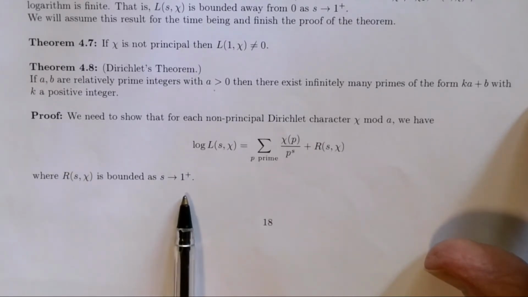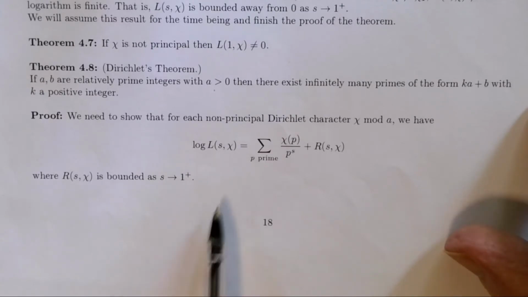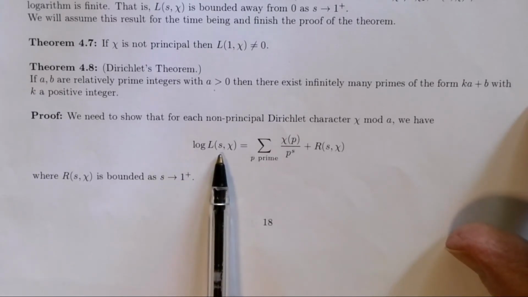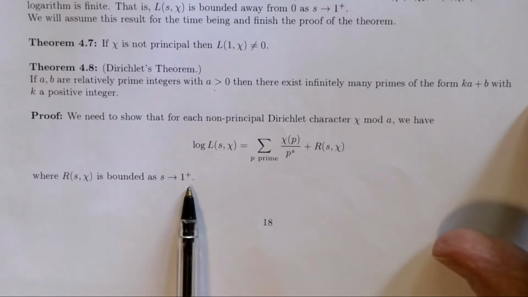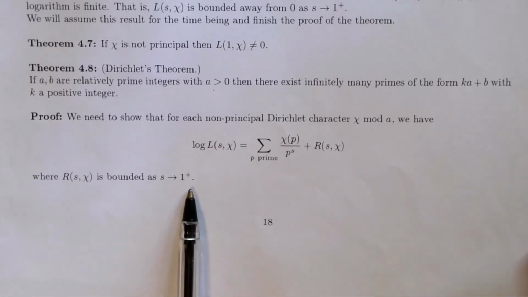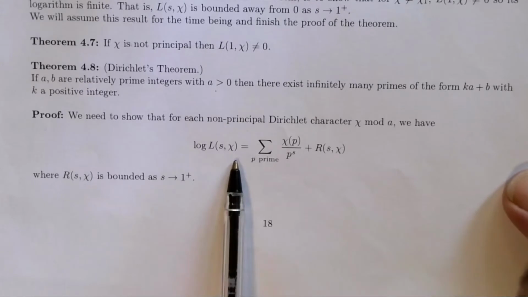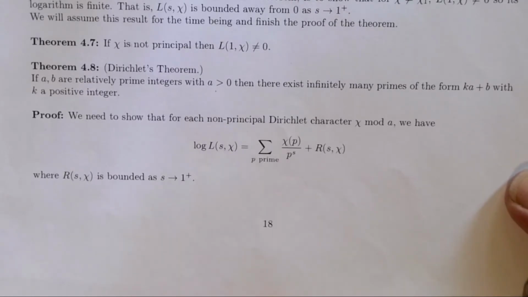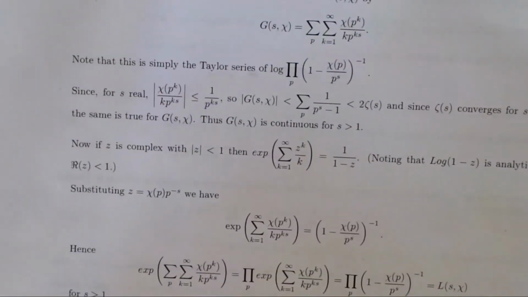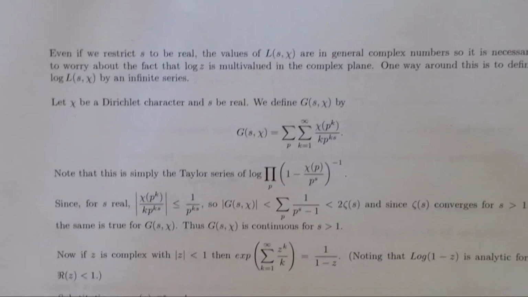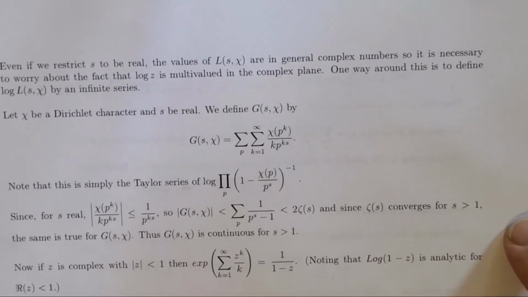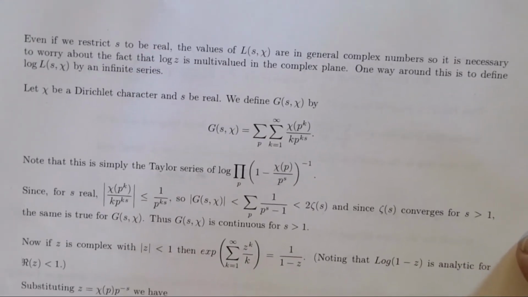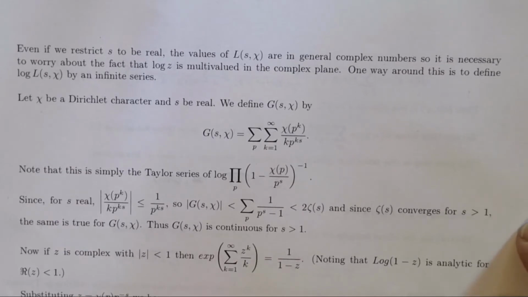Now the problem is that even if s is real, which we will take it to be at this stage, and we're just going to go to 1 from above on the real axis, we're still dealing with complex numbers, and so the logarithm is always a problem when you're doing complex analysis. So as I note here, even if we restrict s to be real, the values of that are complex, so it's necessary to worry about the fact that the log of z is multi-valued in the complex plane.